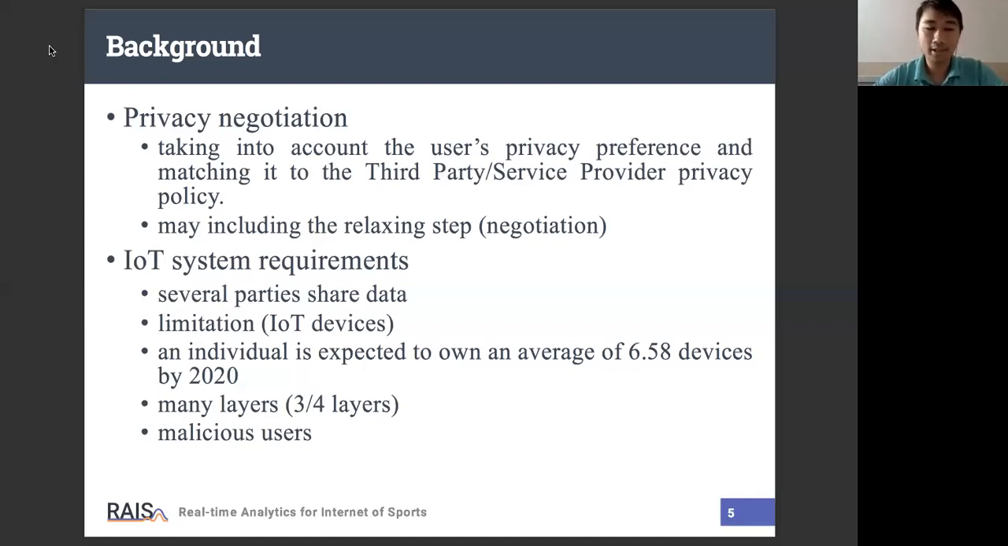And one small thing: in the same transaction, there may be some malicious users, and they try to collect some released data and attack their partner. That is the open problem that we try to find a solution for in the IoT system.